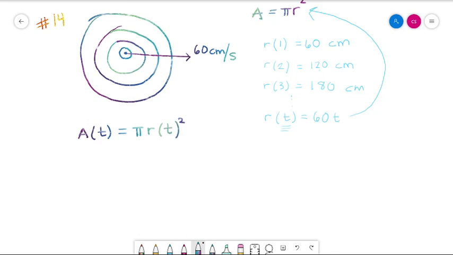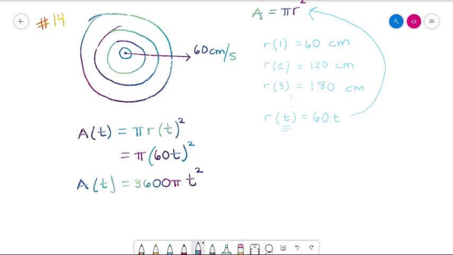Okay, and what is r of t? R of t is 60t. So it's really going to be pi of 60t, all squared. All right, well, let's clean that up. What's 60 squared? 3600. Then we have our pi. Then we have t squared. So this is our area function.